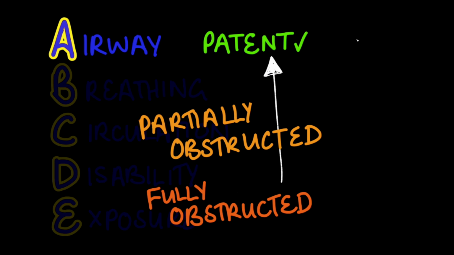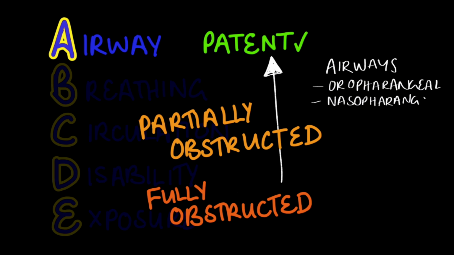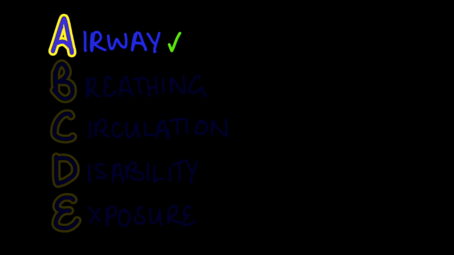If you're worried about the patient's ability to maintain their airway, you may need to consider inserting an oropharyngeal or a nasopharyngeal airway, and you might have to intubate in the worst cases. Only once you've sorted out a patent airway should you move on to B.